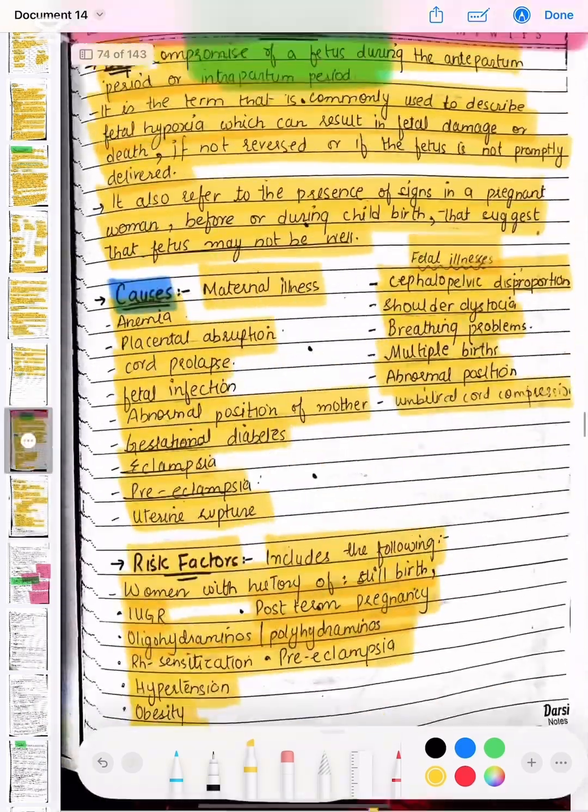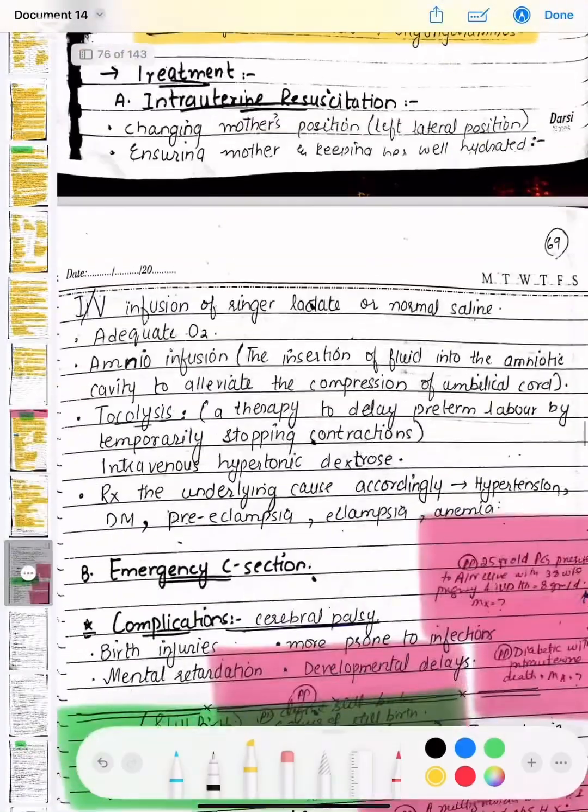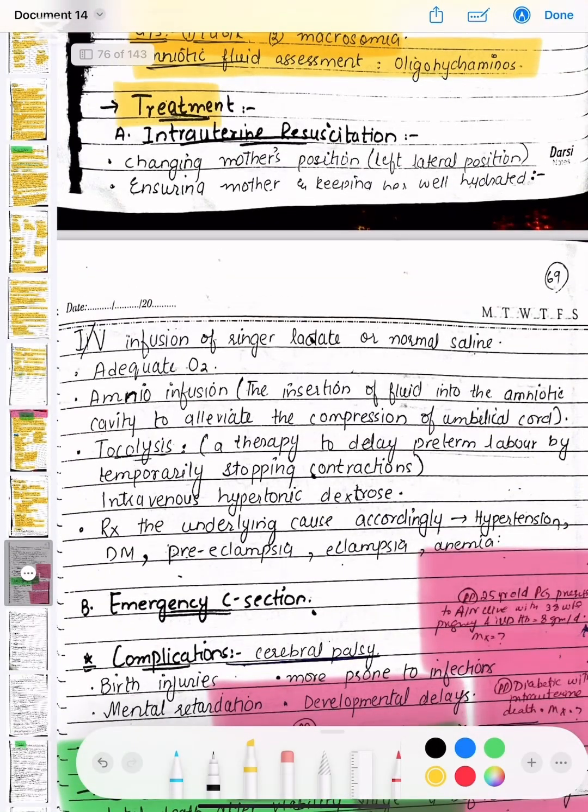Okay, now the treatment options for fetal distress: intrauterine resuscitation is done, that is changing the mother's position to the left lateral position, ensuring the mother is kept well hydrated. Then intravenous infusion of Ringer lactate or normal saline.